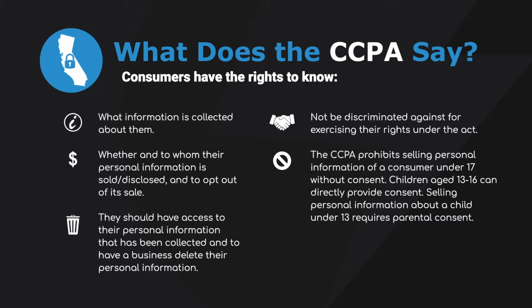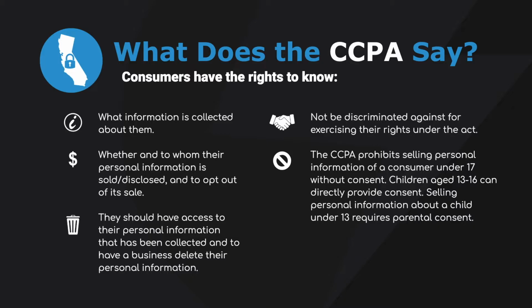So what does the CCPA say? CCPA gives consumers a right to know what information is collected about them and whether you're using that information and how you're using it. And so you've got to provide the consumer with information around whether and to whom their personal information is being sold or disclosed and allow them to opt out of the sale or disclosure. They should have access to their personal information that's been collected and have an opportunity to have the business delete their personal information at their request.